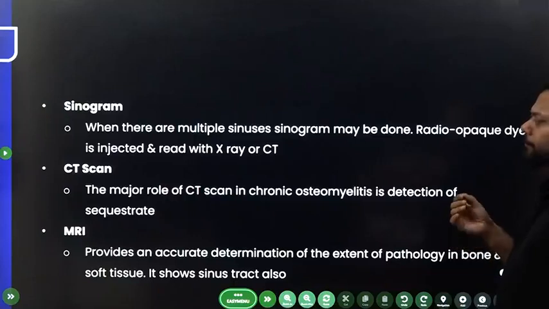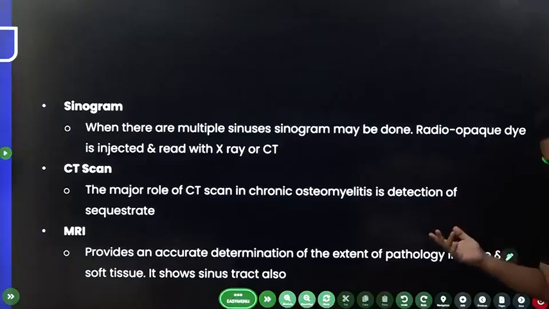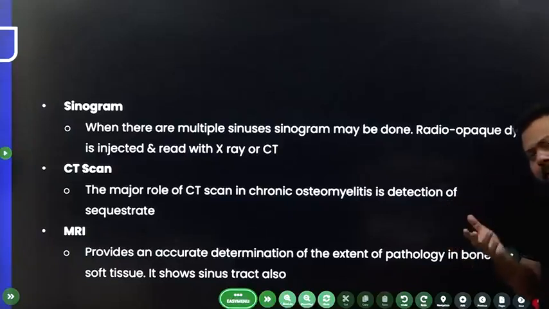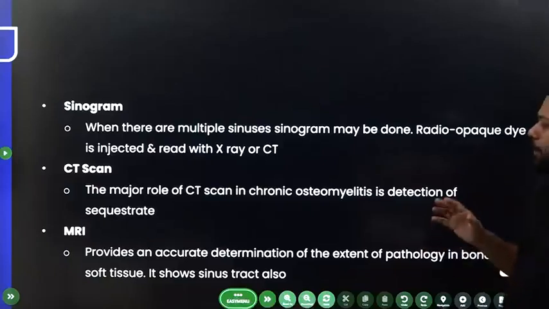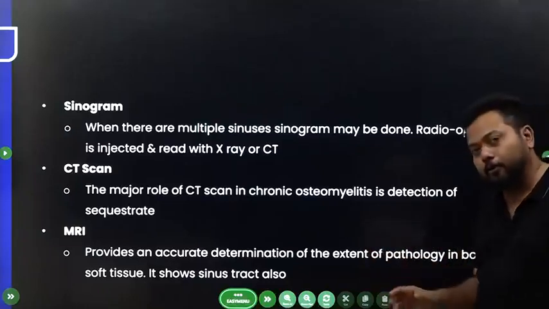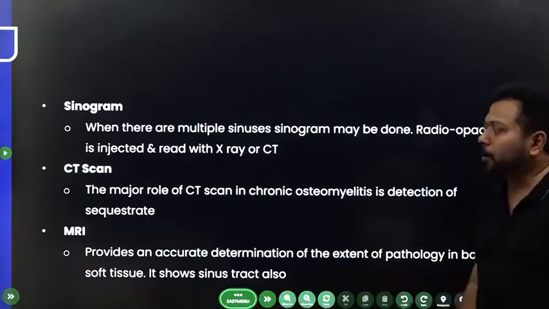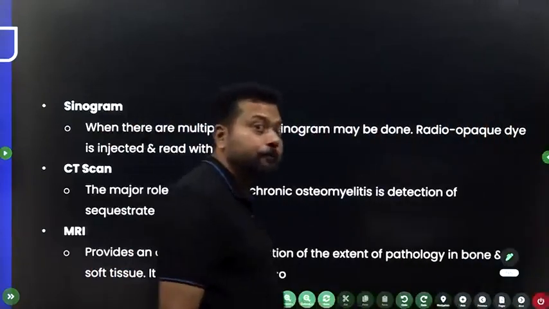Sinogram: when you have multiple sinuses, a sinogram may be done. Radio-opaque dye is injected and read with X-ray or CT. The major role of CT scan in chronic osteomyelitis is detection of the sequestrum. Sequestrum is better seen in CT than normal X-ray. MRI provides an accurate determination of the extent of the pathology in bone and soft tissue. It shows the sinus tract also. Among non-invasive investigations, MRI is the investigation of choice.